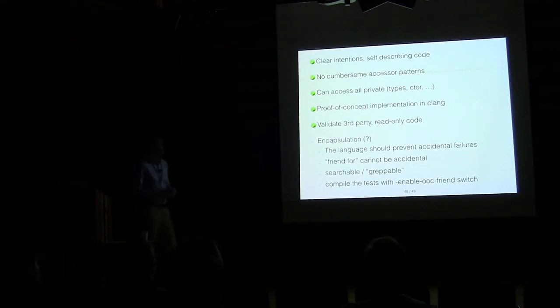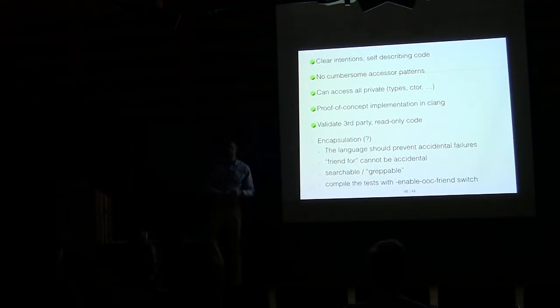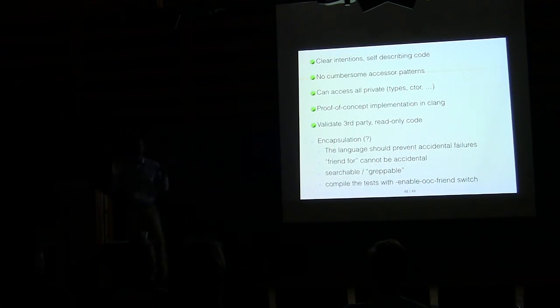So what about encapsulation? We think that a good language should prevent accidental failures, but that cannot be accidental if you write down friend. The chance is pretty low, right? So it can be searchable. It should be used only in testing, even with some sort of compiler switches. Just think about assertions. How do you do assertions today? You have -D debug to enable or disable them. And just think about contracts. They might even work in a similar way.